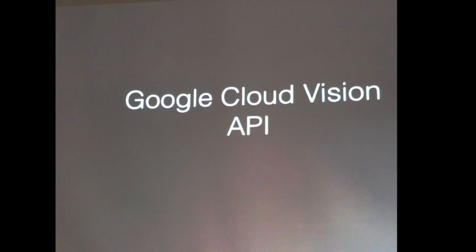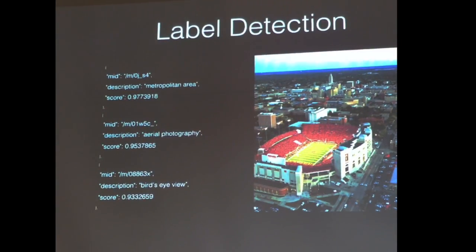So let's say you just want to test it out. You can go through APIs and it's fairly easy. I ran this through Google's Vision API, and it's actually so simple to set up. They have an API Explorer, so you just put your image in there and sign into Google and you can just run it, so you don't actually have to write any code. And you get a JSON response back like this: metropolitan area, aerial photography, bird's eye view. It's pretty good. All of them are in the upper 90s.